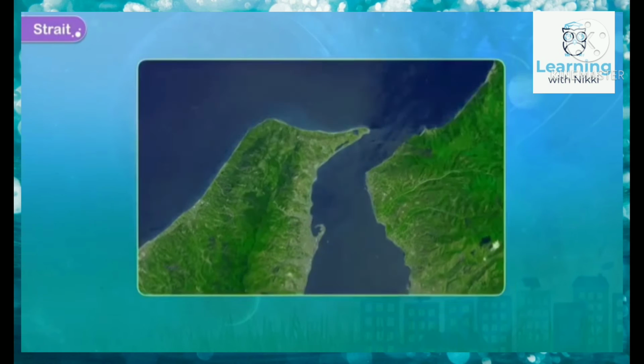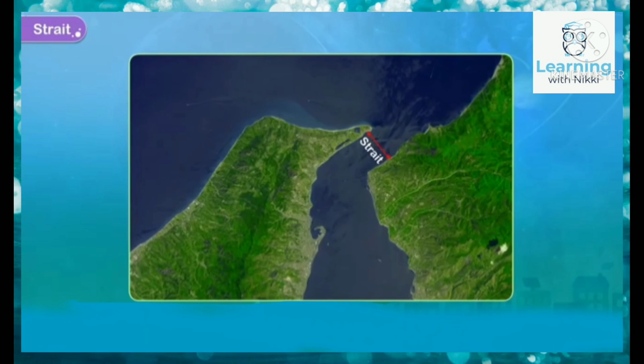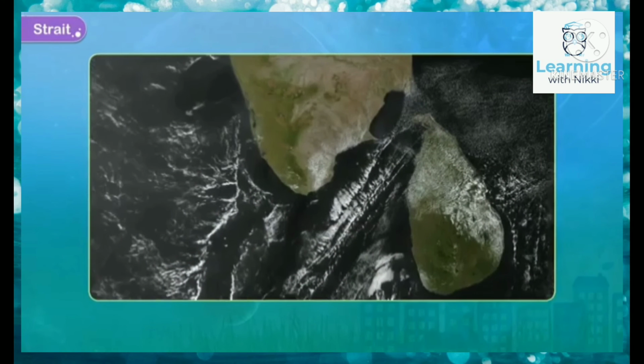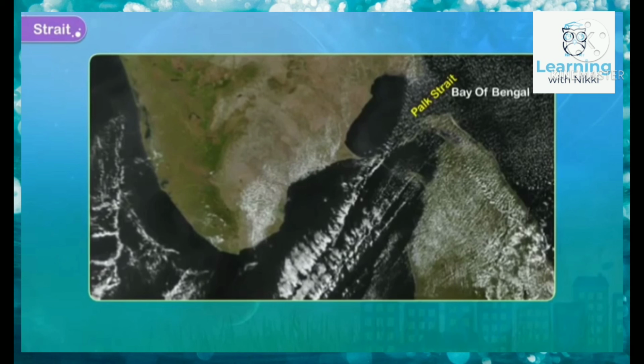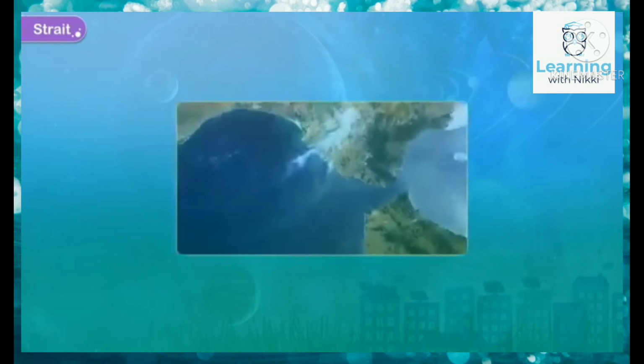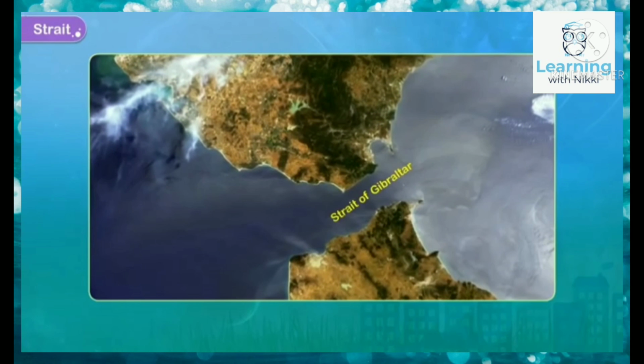Next is strait. A strait can be defined as a naturally formed waterway connecting two large and navigable water bodies. The Pak Strait is the inlet of the Bay of Bengal between southeastern India and northern Sri Lanka. It is bounded on the south by Pamban Island in India. The Strait of Gibraltar is the only link between the Mediterranean Sea and the Atlantic Ocean.